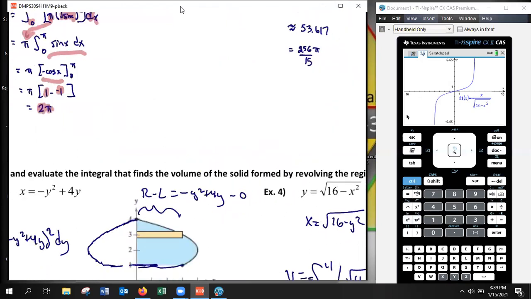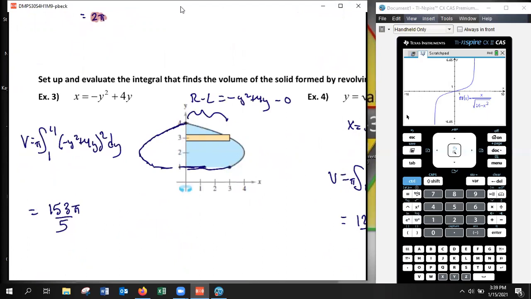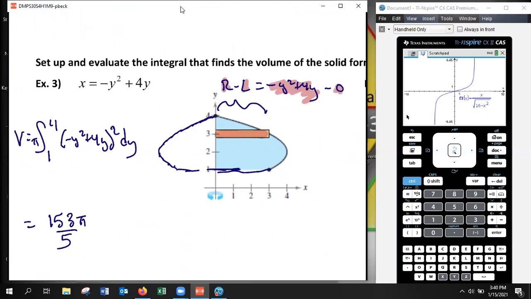I could do more and more of these in the calculator, but I already showed you how to do a couple. Let's do this one in the calculator together. This one is in terms of y. So if we're doing this one in terms of y, we have to have our horizontal representative rectangle. So right minus left is going to be the parabola minus 0.